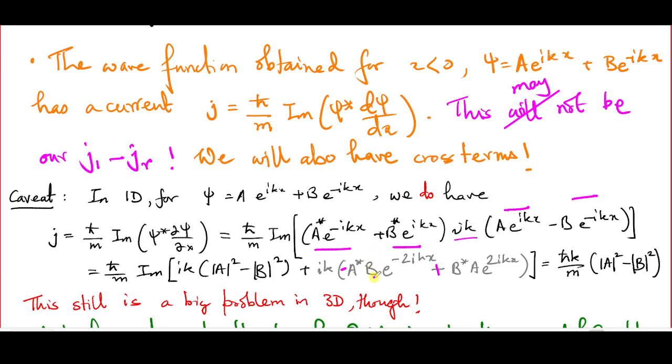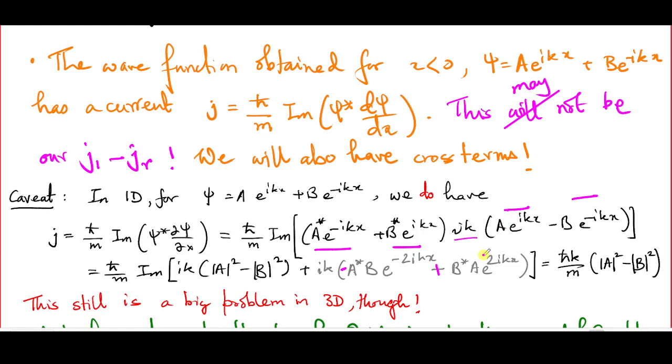For the simple reason that this thing in the bracket here is a purely imaginary number. It is the imaginary part of the quantity b star a times e to the power twice ikx. Actually twice the imaginary part. So multiplication by i renders this purely real, and since we are looking at the imaginary part only in J, this part doesn't contribute. So in one dimension you do get h cross by m into a mod square minus b mod square for the J. So let me just take back what I said just a while ago. In one dimension, J does turn out to be Ji minus Jr.